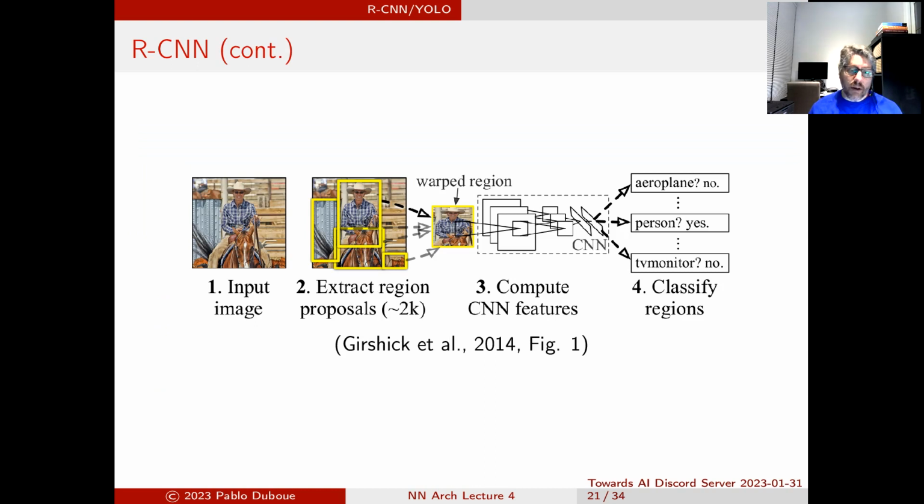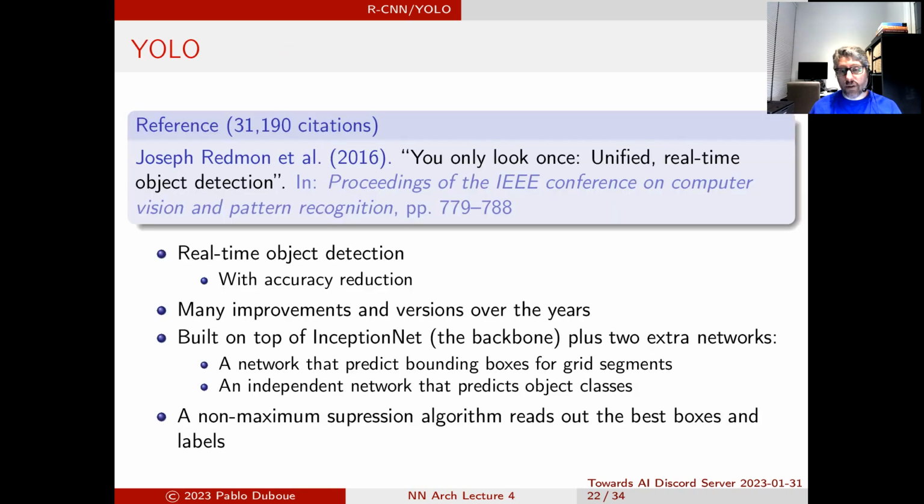So here you have a little example of how they work. They extract region proposals, like 2000. Then they compute CNN features using something like the Inception net we just saw. And from there, they decide to apply different classes to the different regions. That's the idea behind R-CNNs. There is not much for us to look into in terms of neural network architectures.